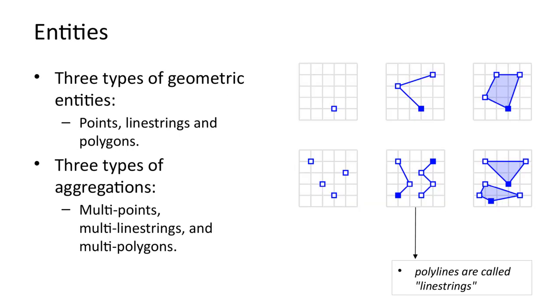There are three main types of geometric entities: points, polylines, and polygons. In the geospatial context, polylines are called line strings. Aggregations can be created of each of these types of entities. These are called multi-points, multi-line strings, and multi-polygons.